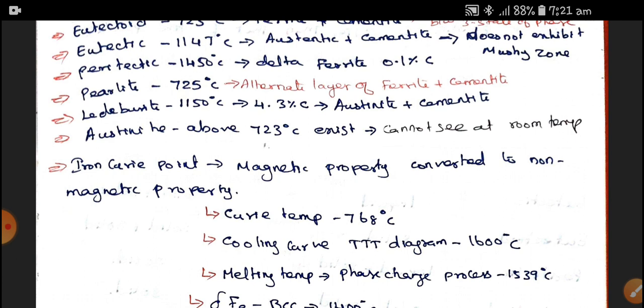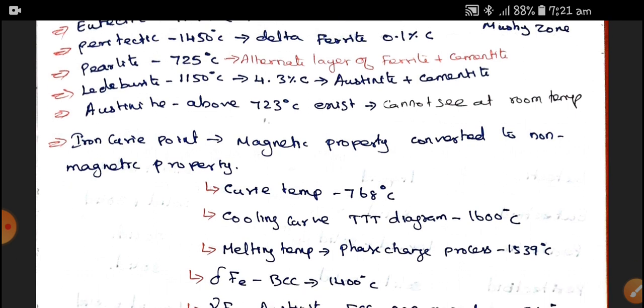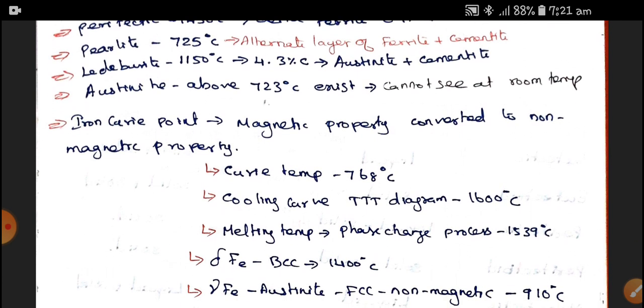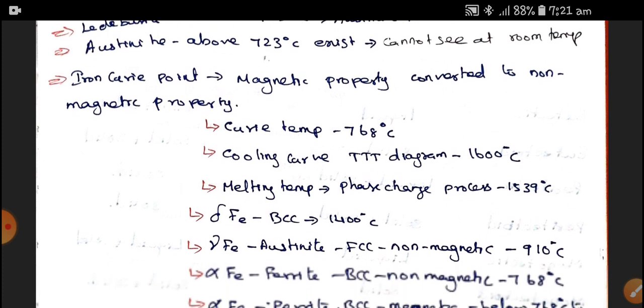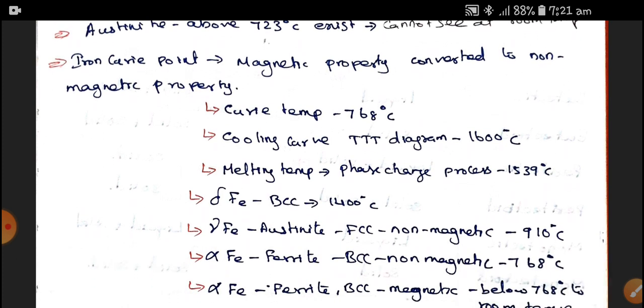Next is the Curie point. The Curie point is where the magnetic property is converted into non-magnetic property. The Curie temperature is 768 degrees Celsius. The cooling curve of the time temperature transformation diagram is from 1600 degrees Celsius, and the melting temperature phase change is at 1536 or 39 degrees Celsius.